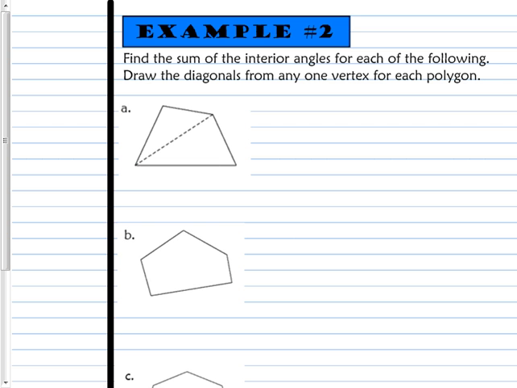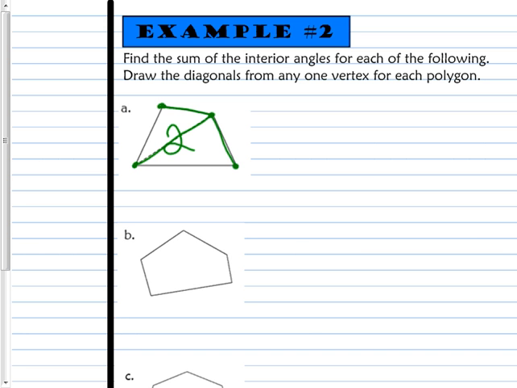So what we're going to do here is find the sum of the interior angles for each of the following, and we're going to draw the diagonals from any one vertex for each polygon. The first one is done for you. We started at this vertex, and I have to draw a diagonal to the other vertexes. So I'm going to go here, there and there. How many triangles were made here? Just 2 triangles.